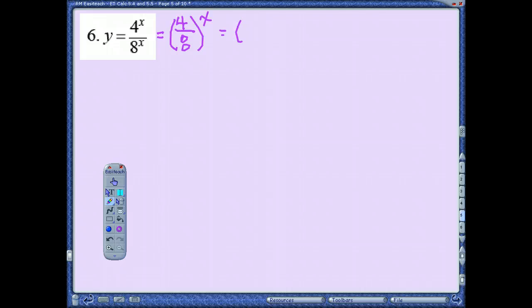Well, 4 divided by 8 is 1/2. And I'm going to treat this as my exponential. So my base is 1/2. Not a problem. When I take the derivative, I'm going to start off with the natural log of 1/2. And then I'm going to multiply that by my exponential, as is. And then multiply that by the derivative of my exponential, which would be 1.